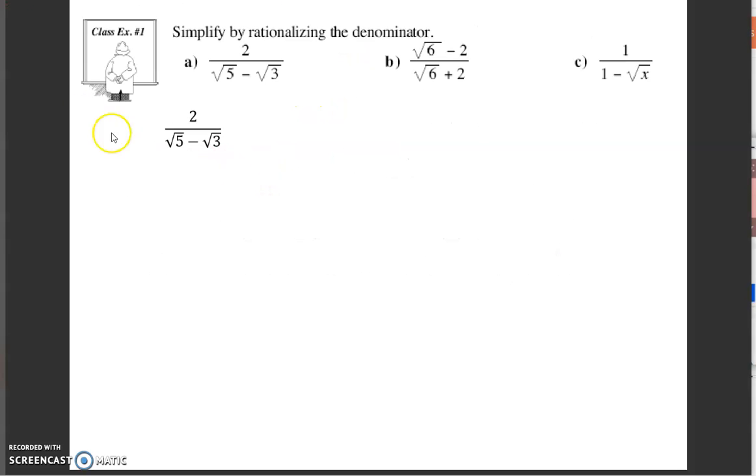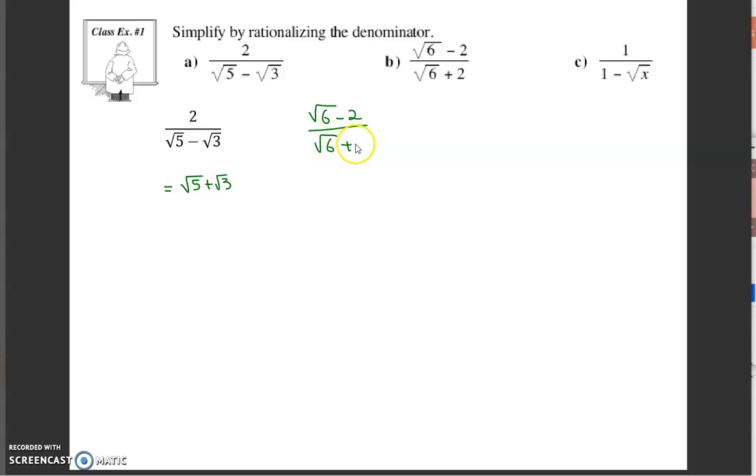Now for example number 1, remember we have already done this question in the previous video and the answer came out to be root 5 plus root 3. We're going to do the same thing for this question over here.